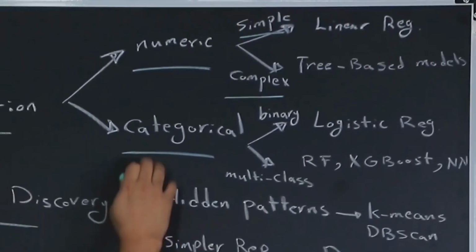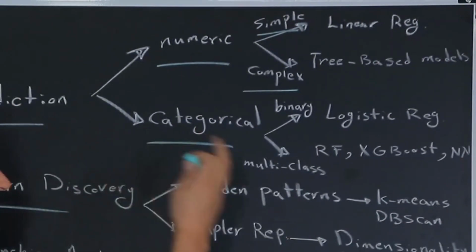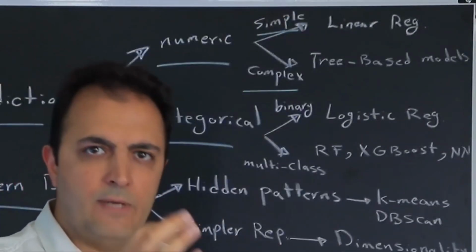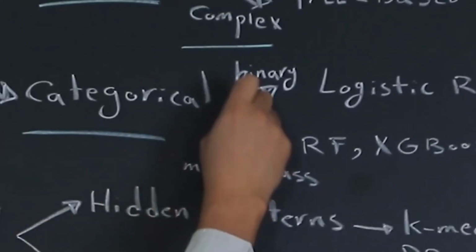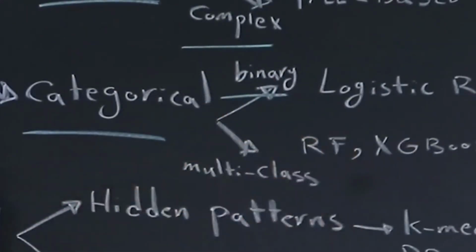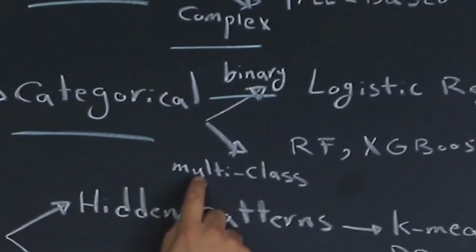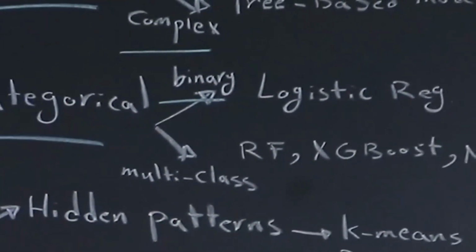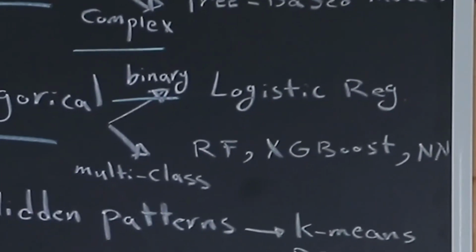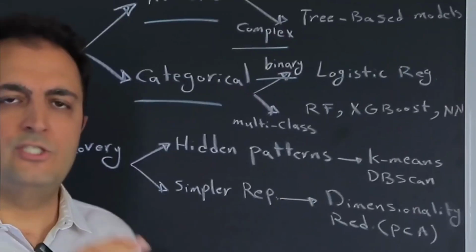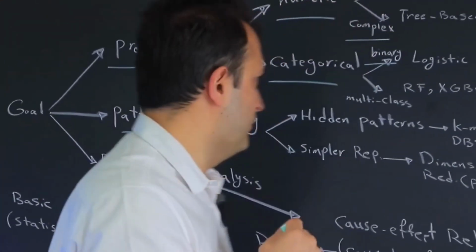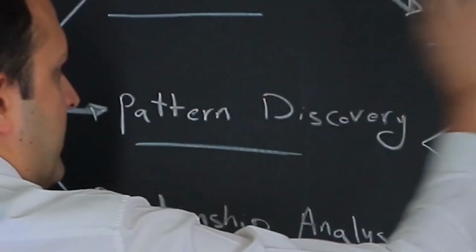If our target variable is not numerical and, for example, is a yes-no variable, we need to use classification methods. In this case, it depends if we have two classes, then logistic regression is a very suitable method. If our variables have more than two classes, for example, if we want to label different types of diseases, we should use methods like random forest, XGBoost, or neural network approaches. Let's move on from this branch.